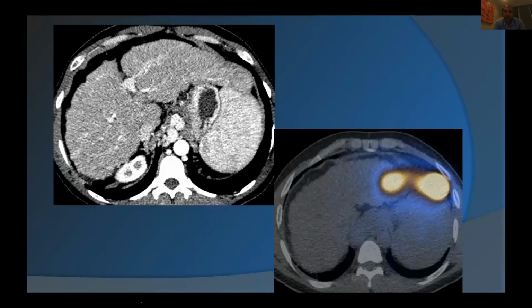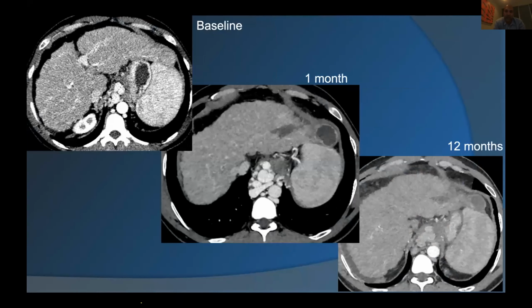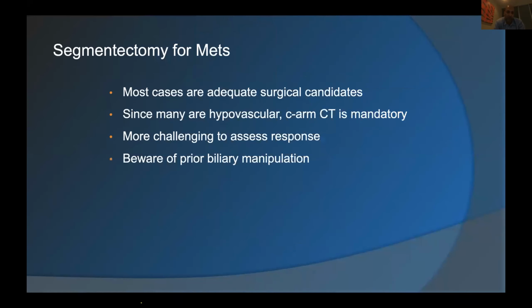This is the final post-Y90 Bremsstrahlung showing uptake in the tumor. Again, no uptake anywhere else. This is 1 month complete response, and on the bottom right, 12 month, and this patient got transplanted, and the explant showed complete pathologic necrosis.